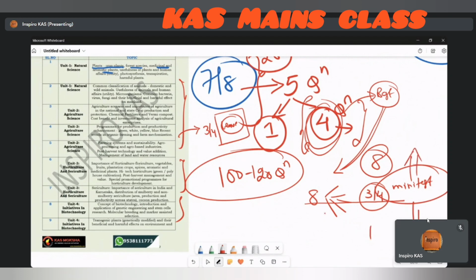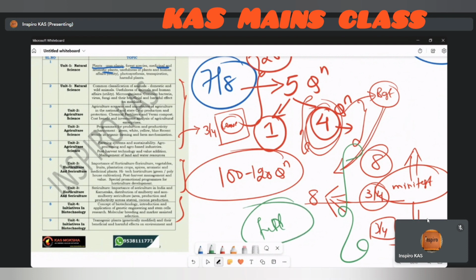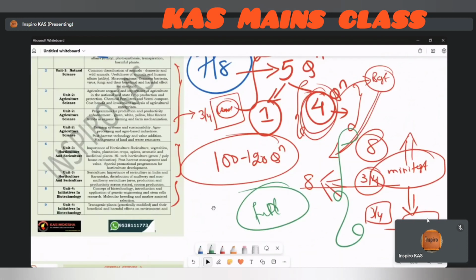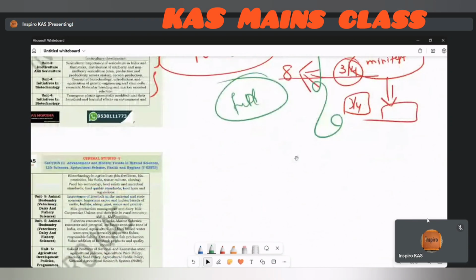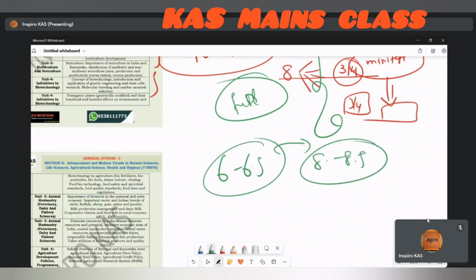For the second half, once again, another 3 or 4 units we complete, one more mini test, and at the end we will complete it with a full length test for the entire section, so that by the time you finish this module, you should be capable of writing a better answer which stands apart, to take your marks from say 6 to 6.5 to 8 to 8.5. This is our strategy, and this is easily doable provided you prepare in a systematic manner and learn the terminologies in a better way.